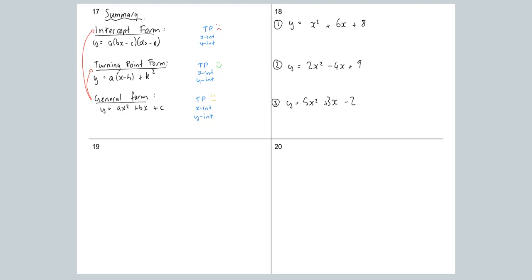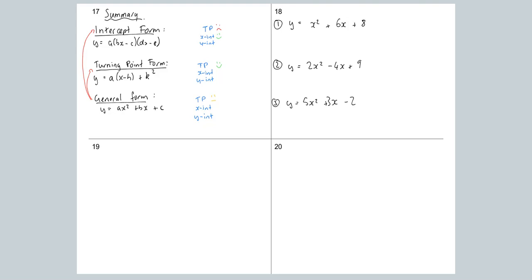What about the x-intercepts? Well, have a bit of a guess about which one would be the best for x-intercepts. Yeah, it's the intercept form. No one's surprised by that, are they? So that's a smiley for the x-intercepts. Easy, easy, easy, using the null factor law.